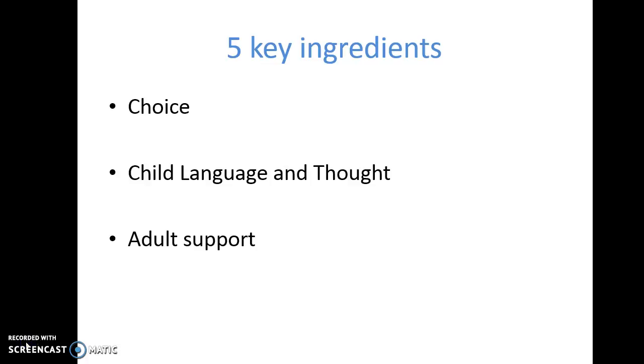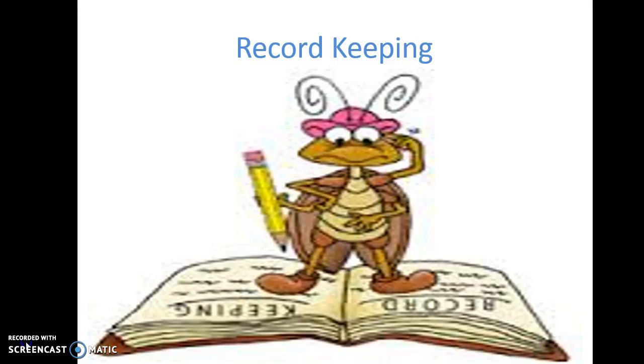Choice: children can choose their materials and play partners and plan activities for their interests. Language and thought: children describe what they are doing and understanding by communicating verbally and also non-verbally. Adult support: adults encourage children's intentions, reflections, problem-solving, and creativity through scaffolding, which builds on the children's current level of thinking.